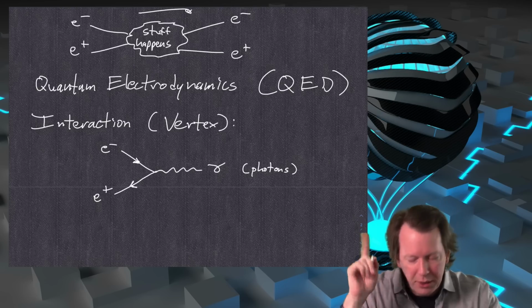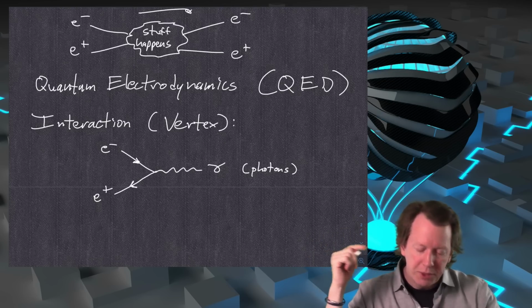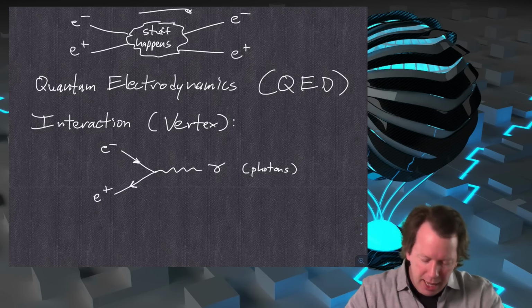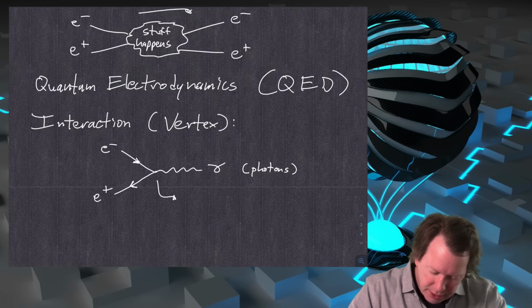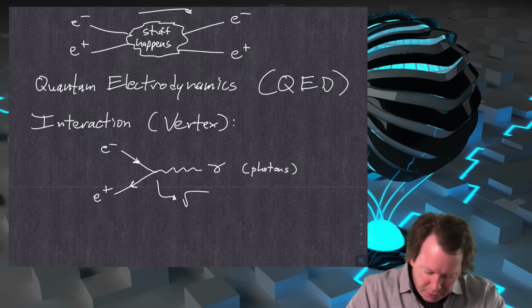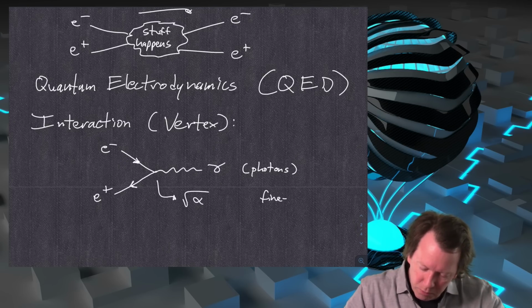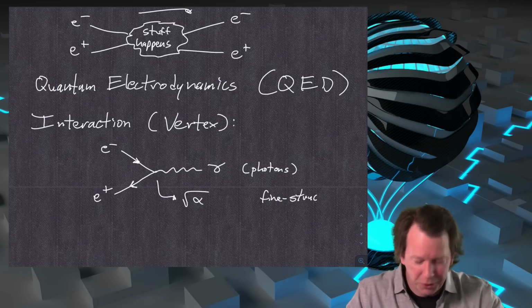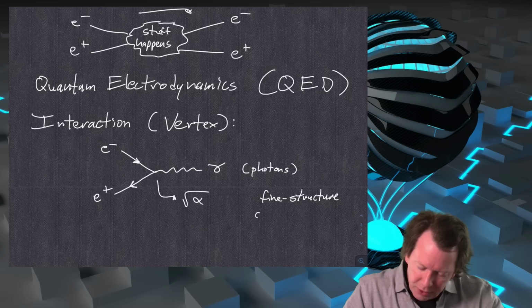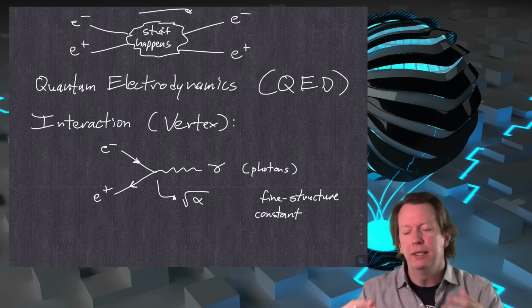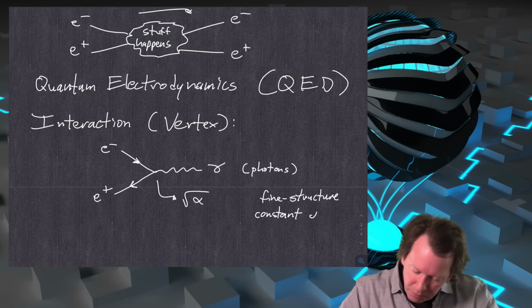And the final piece of information you need to know is, like I said, there is a number attached to this. You use these pictures to calculate the amplitude. And the number that is attached to this vertex is the square root of alpha. Alpha is the fine structure constant. And you'll see why it's a square root in a second. The fine structure constant is just a way of thinking about how strong the electromagnetic interaction is, right? It's a dimensionless number. Alpha is approximately 1 over 137.